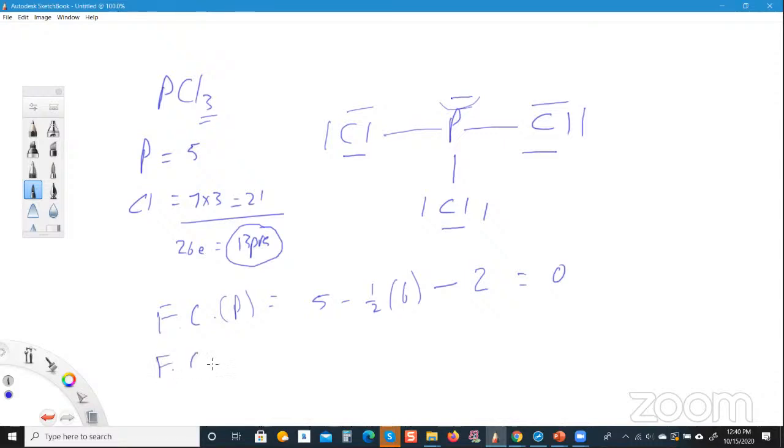And we do the same thing with the chlorine, would be 7 minus half of 2 minus 6, and that will give you 0 as well, all right? So therefore, there are no charges present in this molecule, I should say. All right. Okay. Any questions about this one? Any questions?